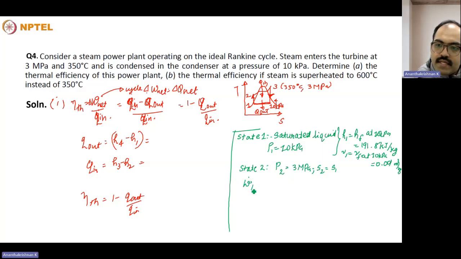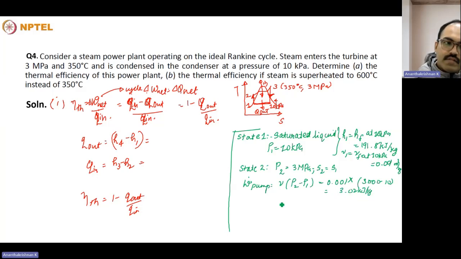So work done in the pump, it's an isentropic process, will be equal to specific volume multiplied by the change in the pressures. You know the pressures at the top and bottom. That will be equal to 0.001, the specific volume at 10 kilopascal, multiplied by, we assume that there's no compression of the fluid and the specific volume or the density remains the same for the liquid. So saturated liquid condition, and the pressures are 3000 kilopascal and 10 kilopascal. So the value will be equal to 3.02 kilojoule per kilogram.